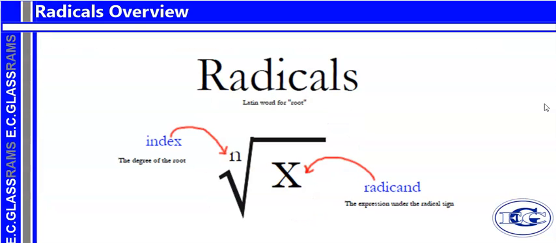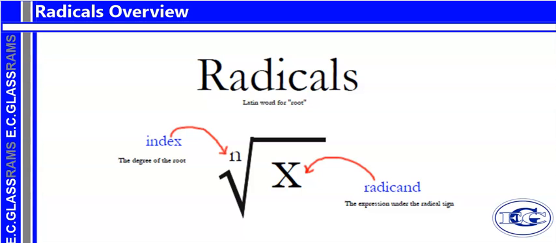So here's the radicals overview. You have the Latin word for root, and there are two parts to the radicals. You have the radicand, which is the expression inside. Now, we're going to particularly focus on numbers as opposed to variables in this class. So thank goodness for that, right? And then we have the index, which is the degree of the root. So the degree will affect what type of radical you're going to tackle.